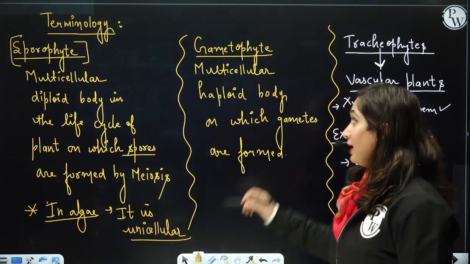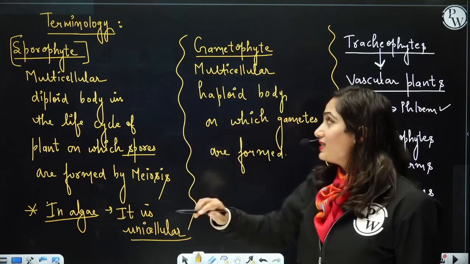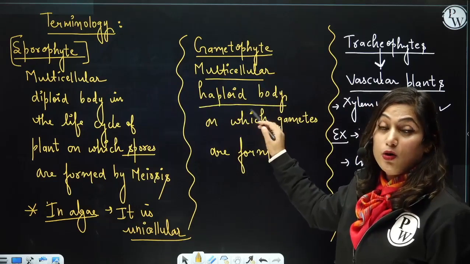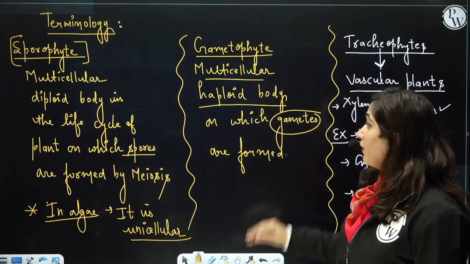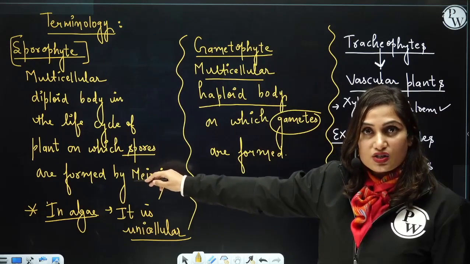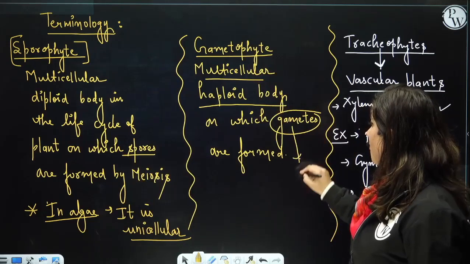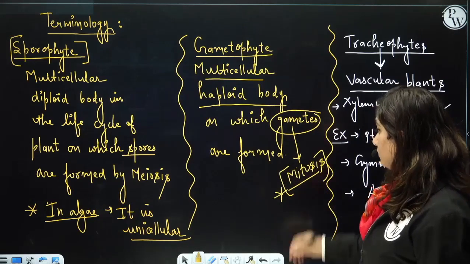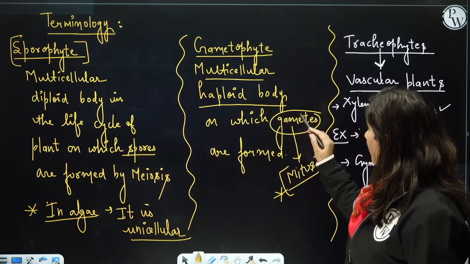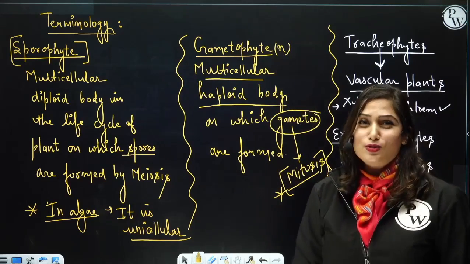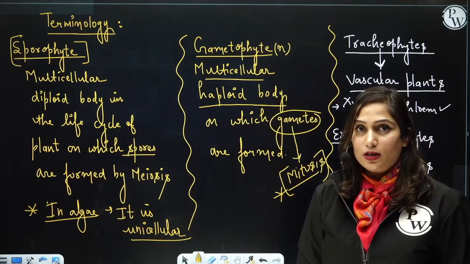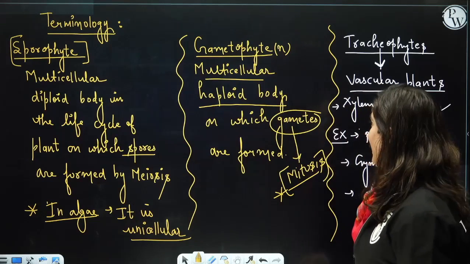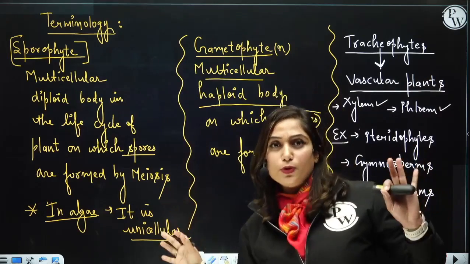The other phase of the life cycle is the gametophyte, and that is always a multicellular body, never unicellular. It is a multicellular haploid body. See here, it's a haploid body on which gametes are formed. On sporophyte, spores are formed by meiosis, and on gametophyte, gametes are formed by mitosis, because the gametophyte is already a haploid body. As you know, the pollen grain is a male gametophyte, and inside the pollen grain, the germ cell ultimately divides mitotically to give male gametes, right? Okay.